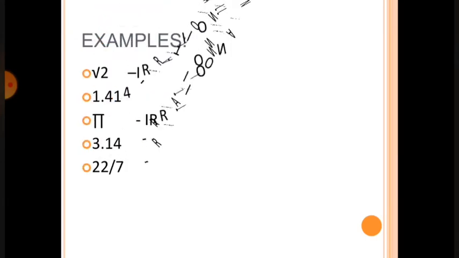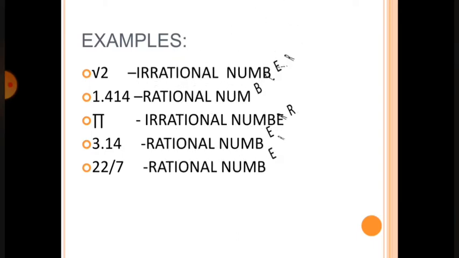Examples: root 2. Root 2 is an irrational number. You can write root 2 as root 2 by 1, but root 2 is not an integer. You can write it in P by Q form, but P is not an integer. So, it is an irrational number. 1.414 is rational. Root 2's value is 1.414, but that is only an approximate value. 1.414 is rational, but root 2 is an irrational number.